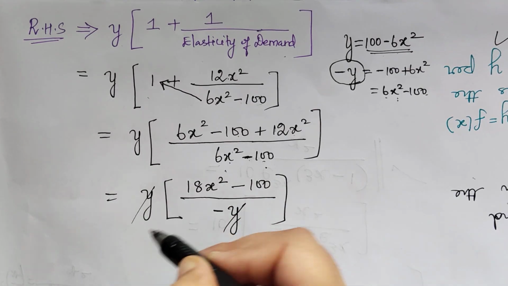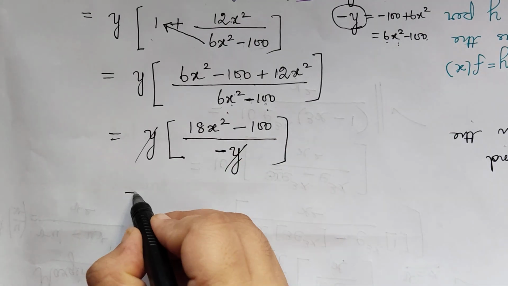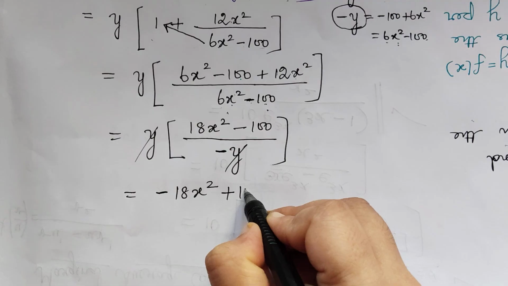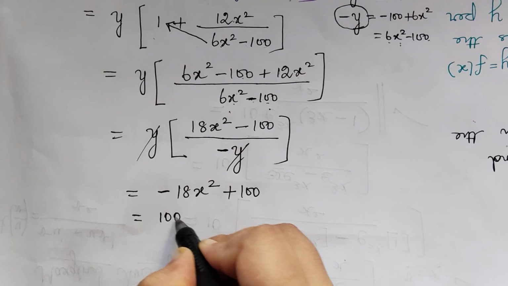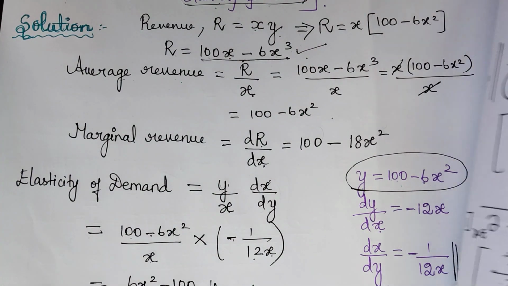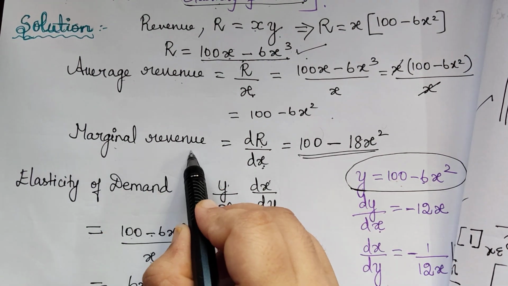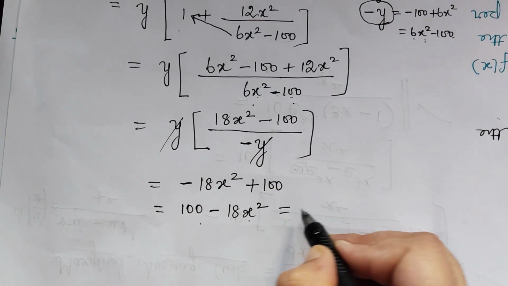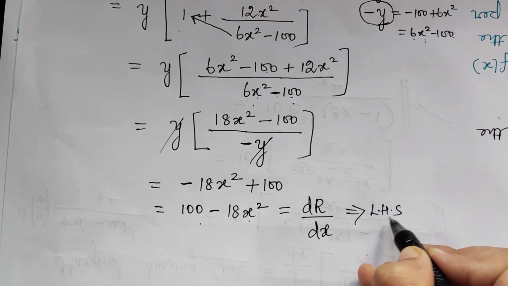Now this y and y get cancelled. So we have minus 1 here. This minus 1 has to be multiplied with the numerator and we get minus 18x square. Minus into minus will become plus 100. So therefore, the right hand side is equal to 100 minus 18x square. But what is this 100 minus 18x square? We have already found it as dr by dx, that is the marginal revenue we obtained as 100 minus 18x square. So this is equal to dr by dx, which is the left hand side of the given relation.